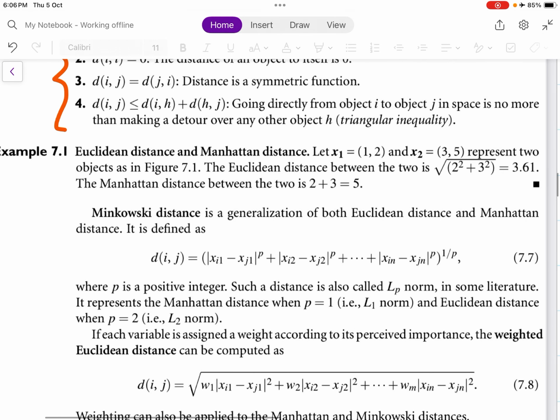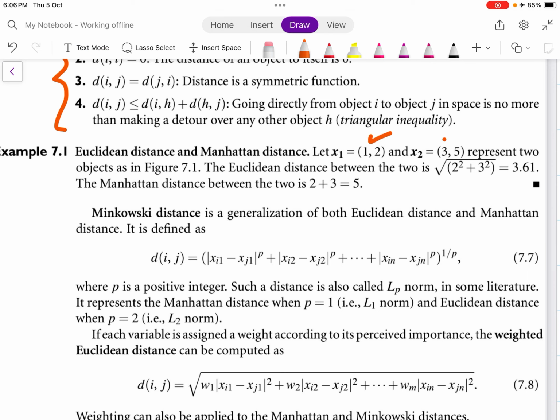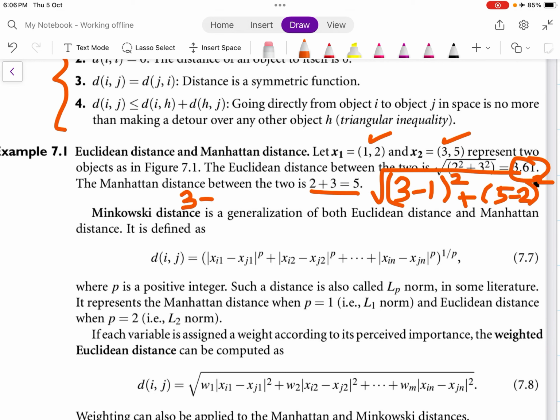Suppose you want to calculate the Euclidean and Manhattan distance, and you have been given the coordinates. For Euclidean distance between x1 and x2 we do 3 minus 1 the whole square, plus 5 minus 2 the whole square, all under root. So that is 2 square plus 3 square, under root, that is 3.61. For Manhattan distance we simply do 3 minus 1 plus 5 minus 2. So that is 2 plus 3, that is 5.